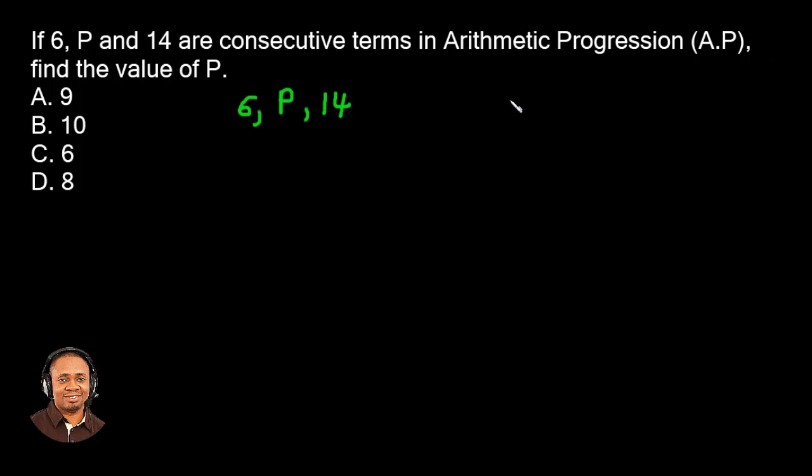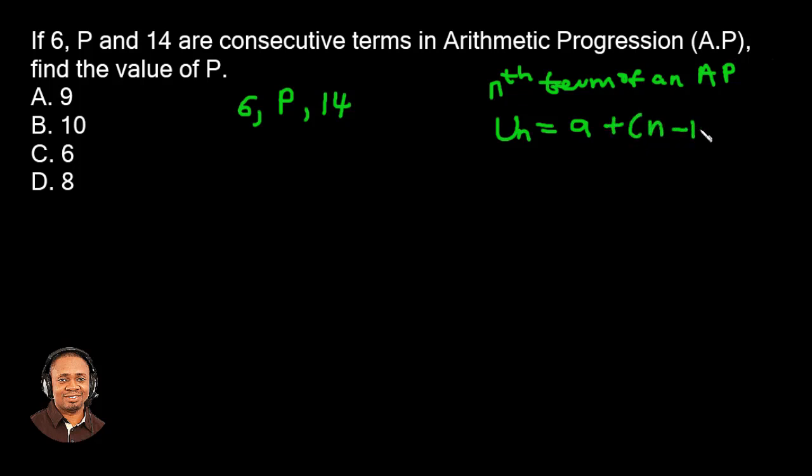Okay, and I don't know whether you still remember the formula we use to find the nth term of an arithmetic progression. The nth term, Un, is represented as equal to a, the first term, plus (n minus 1) d. So this small formula is what we use to find any term.